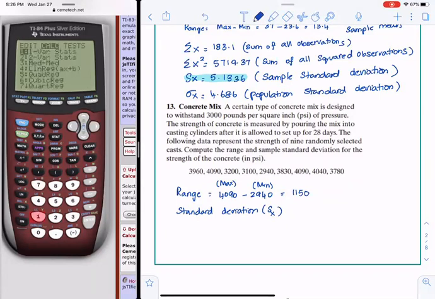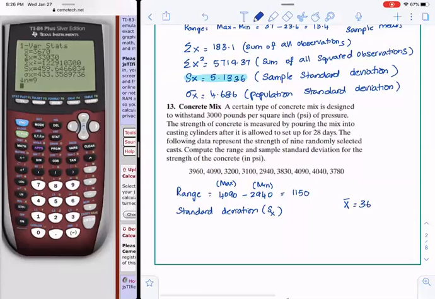One variable statistics on list 1, and the average happens to be, it's always good to know the average. So the average strength is 3,670 psi. The standard deviation, or the variability, is 459.646. I could round it to 2 decimal places and call it 459.65.